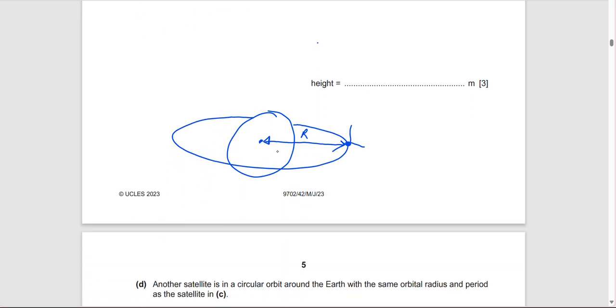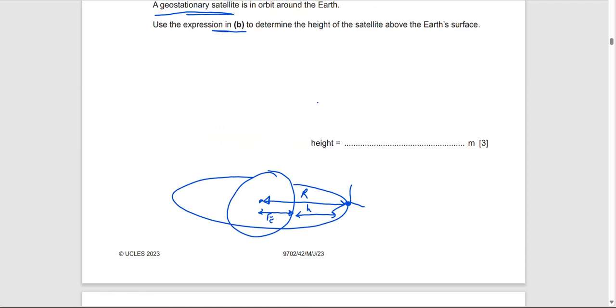We know that from here all the way to there is going to be the radius of the Earth. I'm just going to label it RE, right? We want the height above the Earth's surface, which is this part here. I'm just going to label it H, like that. So we know that H is equal to R minus the radius of the Earth, just like that.